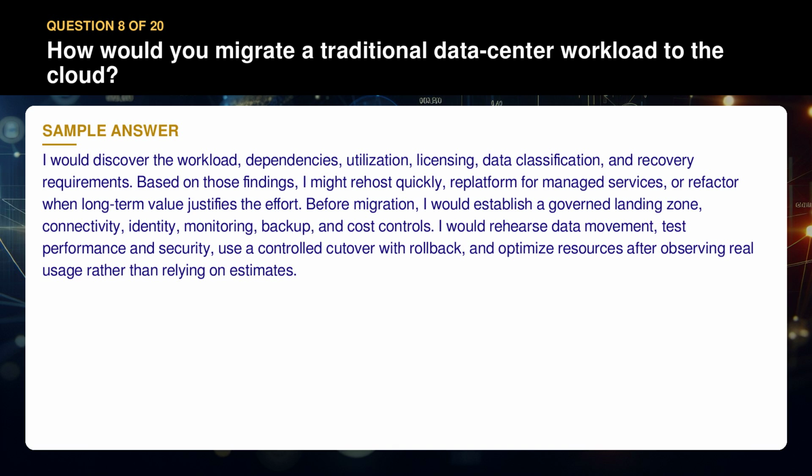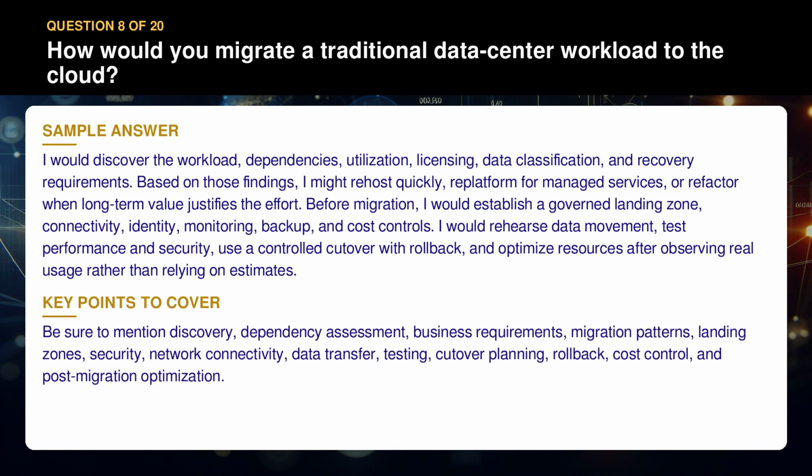Before migration, I would establish a governed landing zone, connectivity, identity, monitoring, backup, and cost controls. I would rehearse data movement, test performance and security, use a controlled cutover with rollback, and optimize resources after observing real usage rather than relying on estimates. Be sure to mention discovery, dependency assessment, business requirements, migration patterns, landing zones, security, network connectivity, data transfer, testing, cutover planning, rollback, cost control, and post-migration optimization.